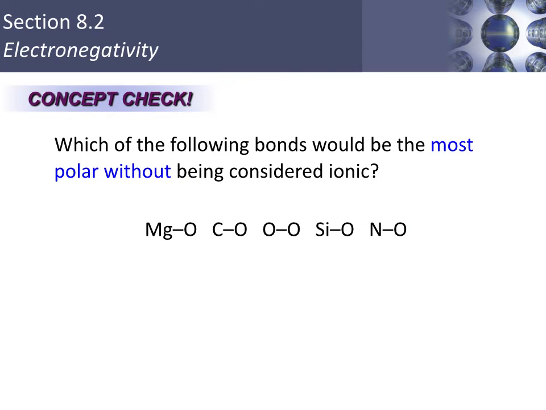Next up, which of the following bonds would be the most polar without being considered ionic? If you can't remember the numbers that we went over before, you can also consider that to be considered ionic, generally the bond must occur between two nonmetals. So the most polar bond between nonmetals occurs with the bond that has the greatest difference in electronegativity, which is here. All right, so that was a basic introduction to types of bonds and electronegativity.